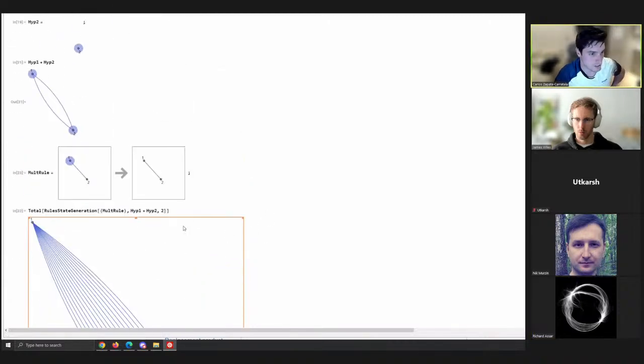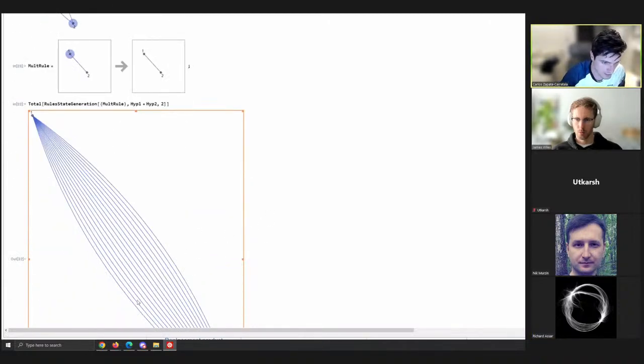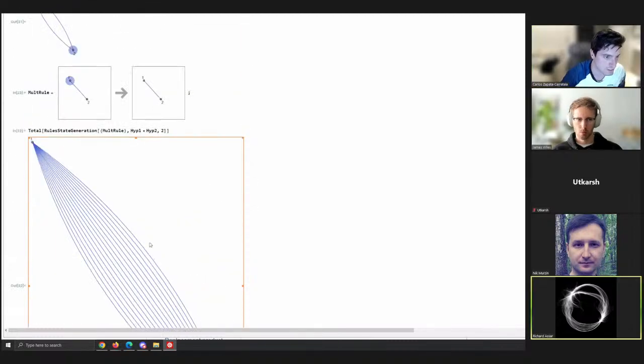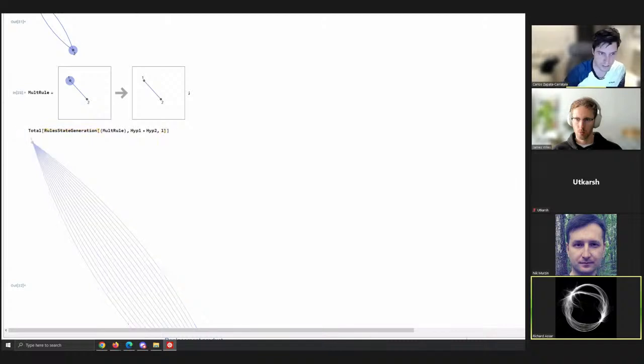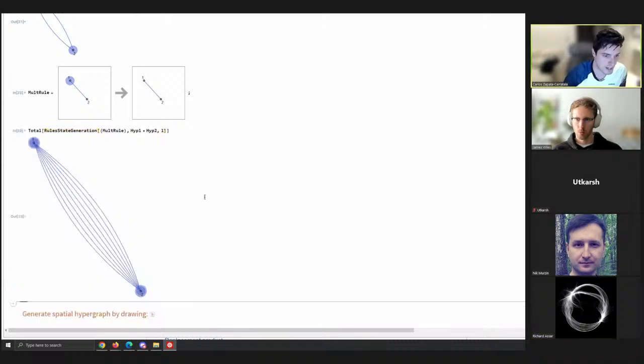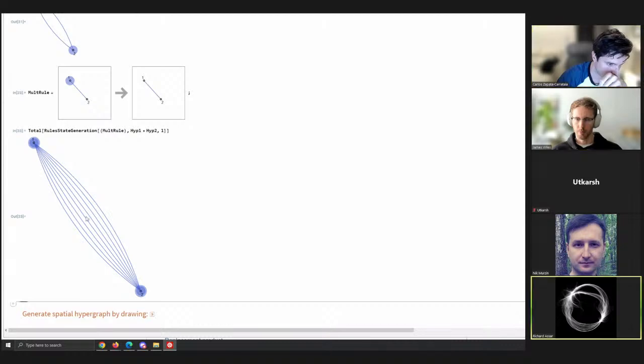So the result should be 8. Is that 8? No, it's more than 8. Let me see. Oh, maybe I'm doing it too many times. Aha. There you go. Is that it? Yeah. That's 8. Right? 8 binary images, yeah.